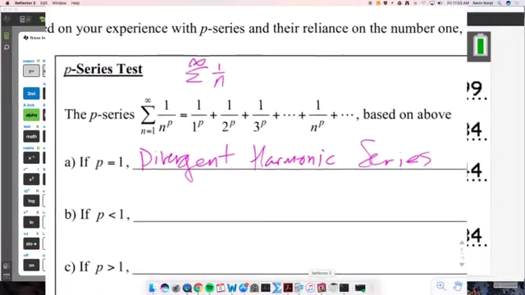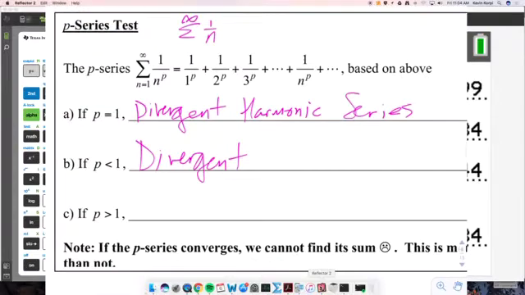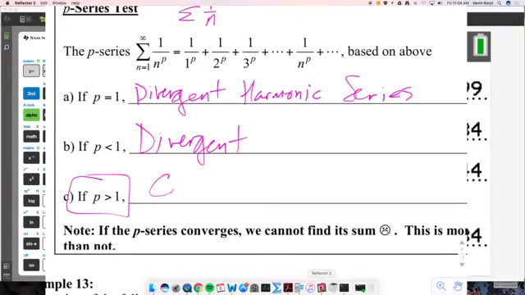If p is less than 1, it's also going to be divergent. So if you had 1 over n to the 1/2, that's 1 over the square root of n. You can even have 1 over n to the negative 1. What is 1 over n to the negative 1? It's the same as n, right? And that easily would get bigger. So this includes all the negative exponents that end up being in the numerator. But here's the one that we want. If p is greater than 1, then the series converges.